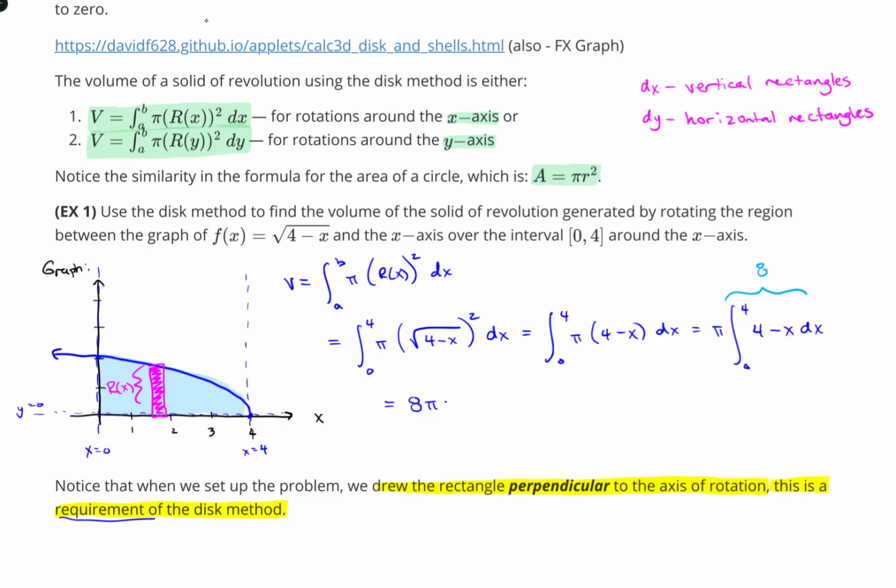You don't really get a choice in what type of rectangles you want to use. The method that you're going to use chooses for you. If you want to use the disk method while rotating around the x-axis, you have to use vertical rectangles. If we're rotating around the y, then you're going to have to use horizontal rectangles. All right, let's take a look at an example that does require that.